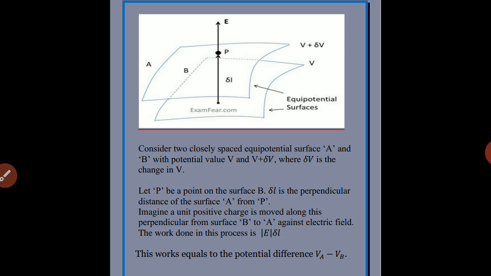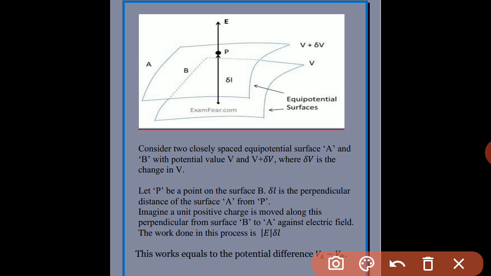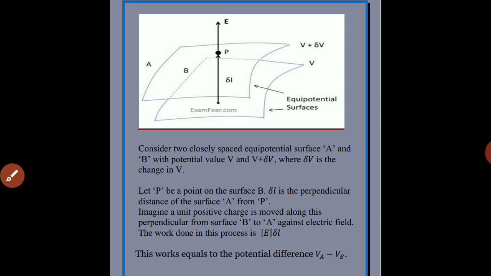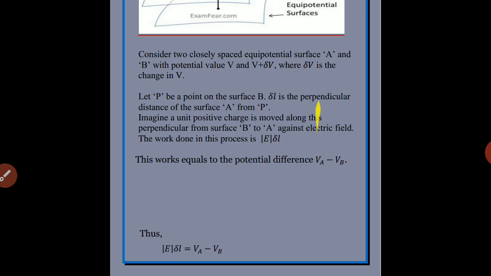Surface A has some potential, surface B also has some potential, right? And your unit positive charge is moving from surface B to A. The total potential will be the difference between the potential at surface B and the potential at surface A. See here, the potential difference is potential at surface A minus potential at surface B. This gives the work done in moving a unit positive charge from P to A.